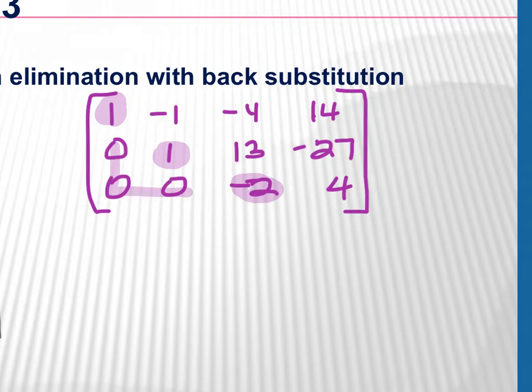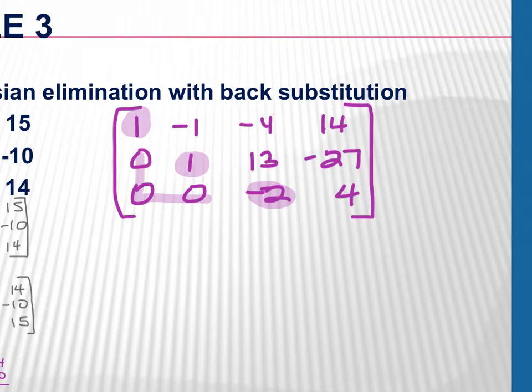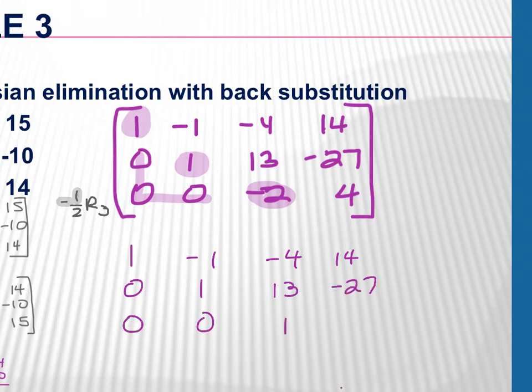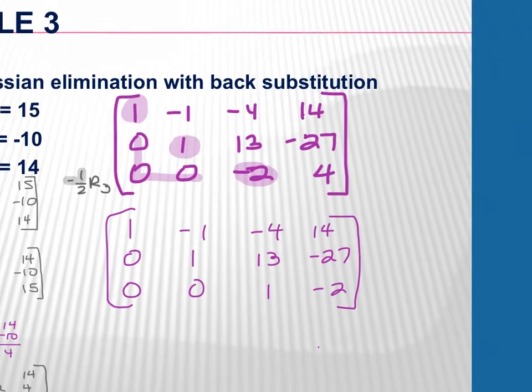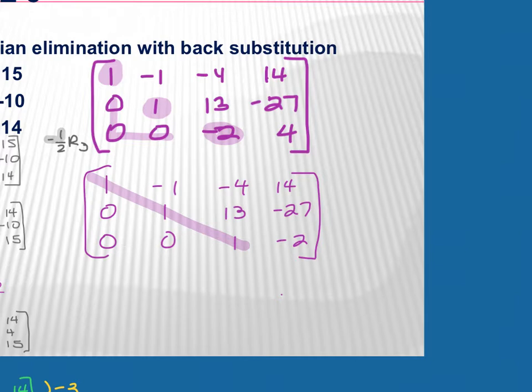How do I do that? Good. So divide or multiply by the reciprocal. So -1/2 times row 3. And I get 1, -1, -4, 14, 0, 1, 13, -27, 0, 0, 1, -2. Now this is in row echelon form, diagonal of 1, zeros below it. So I could take from here and create my system.